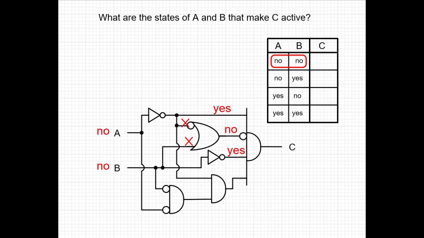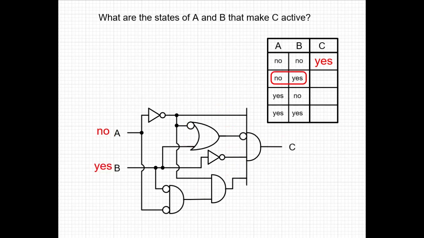Next, the B input is inverted to be active at the output AND gate, and the same with the last input. So this input combination yields an active output.